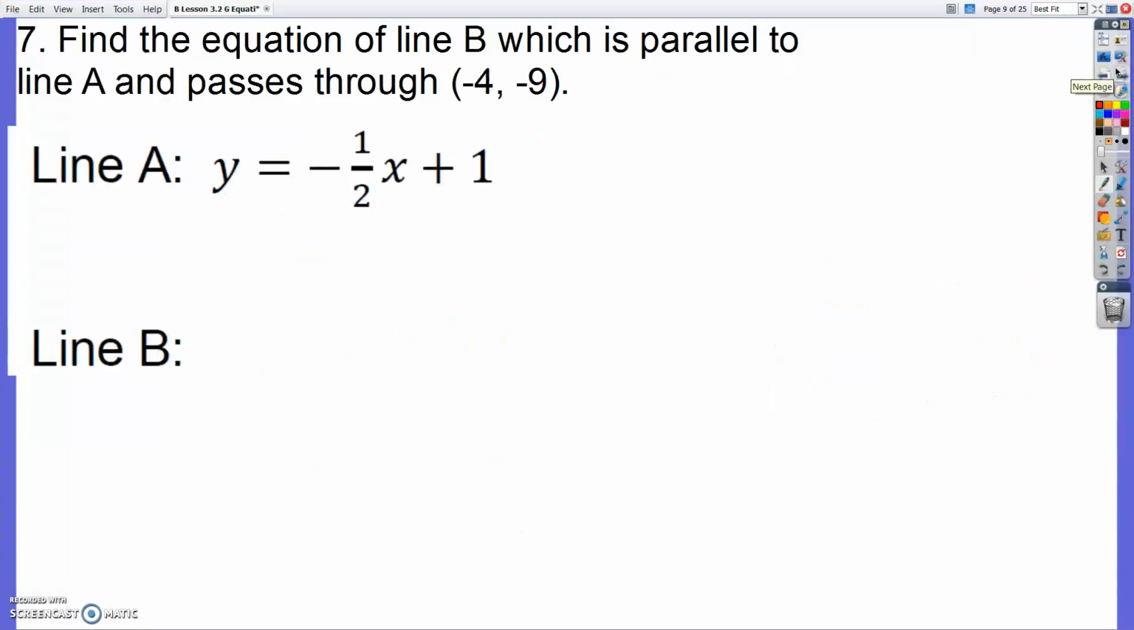So I would like you to pause this one and try it on your own, and then double check your answer, and then we'll go from there. So from here, guys, you should have an answer of some sort. Please check it with mine.